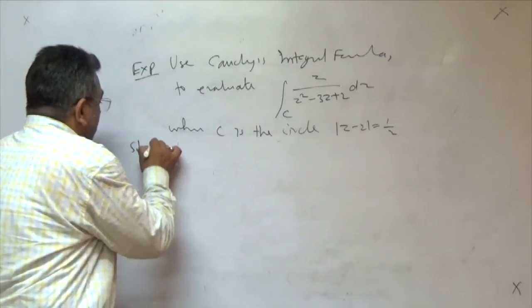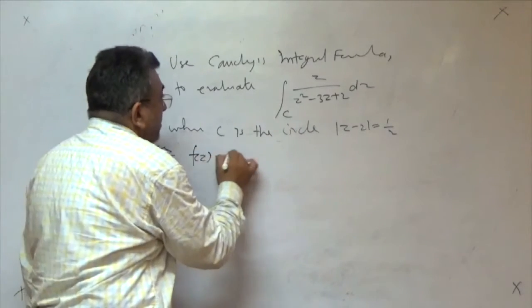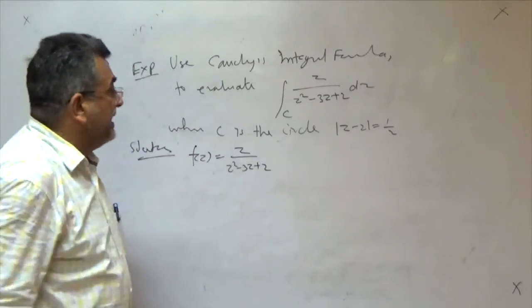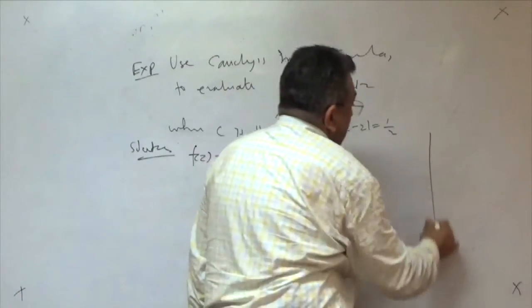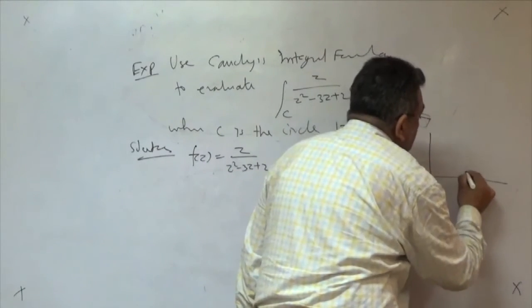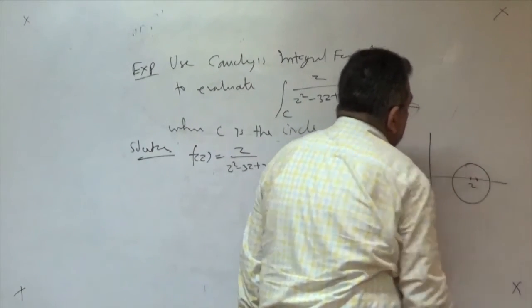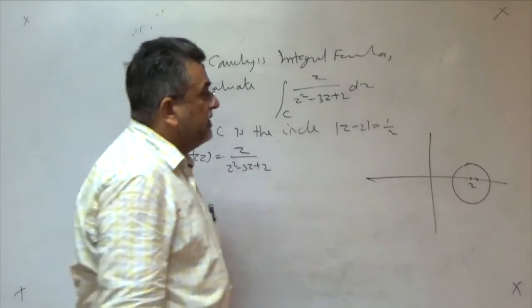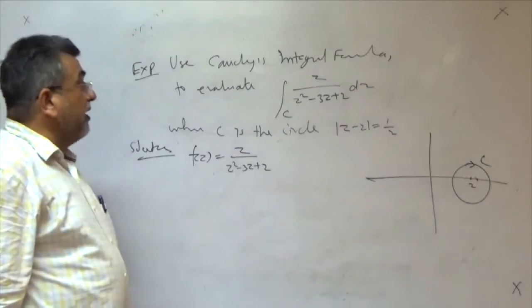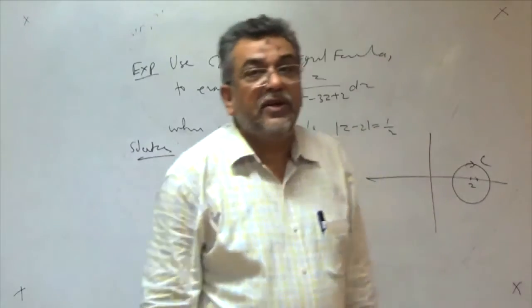Take the solution. Here f(z) is z upon z square minus 3z plus 2. And the circle, if you draw it on the z plane, has center 2 and radius half. This is the center, this is the radius, and this is C. Now first of all we have to check whether f(z) is analytic inside C or not.